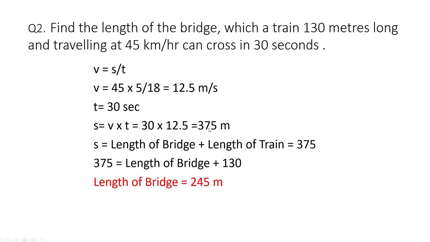So S is equal to 375, and that is equal to length of the bridge plus length of the train. Now we already know that length of the train is given as 130 meter. So from that we'll get length of the bridge is equal to 375 minus 130, which will give you 245 meter. So length of the bridge is 245 meter.